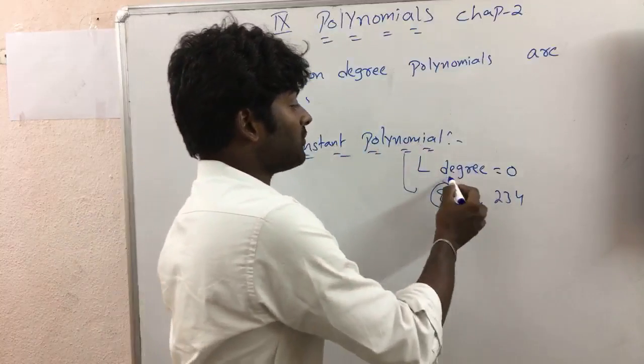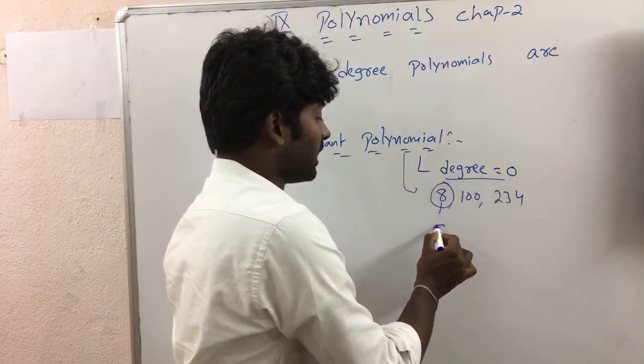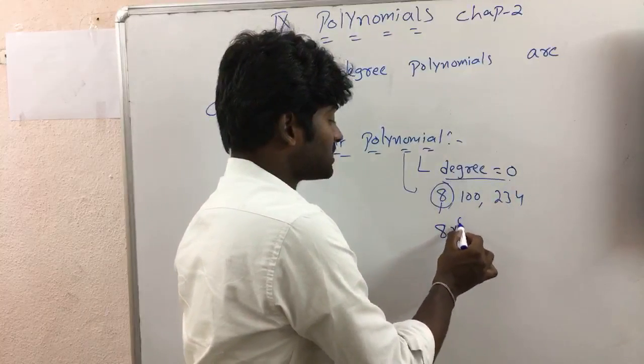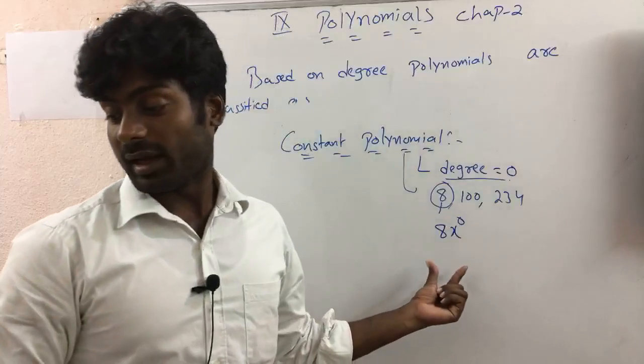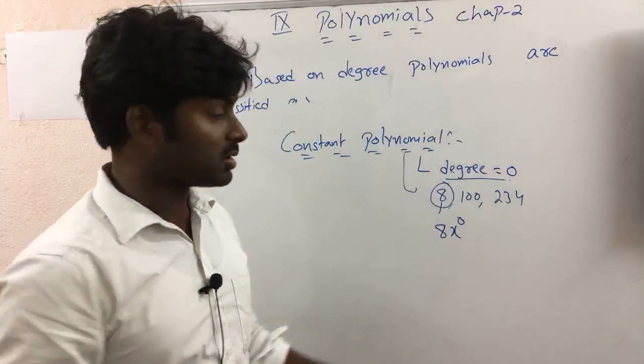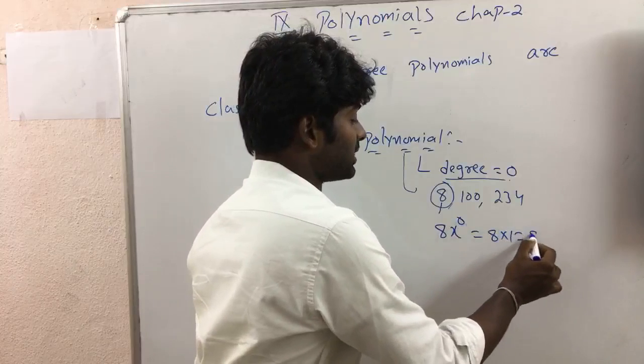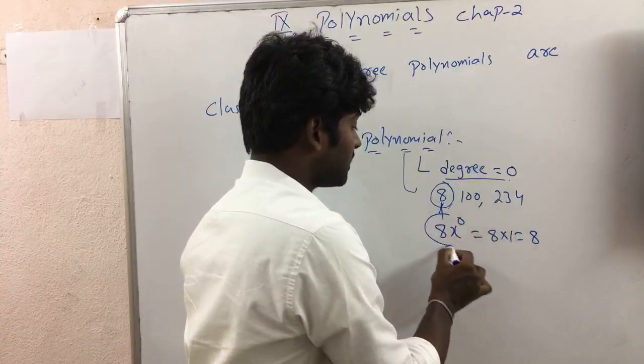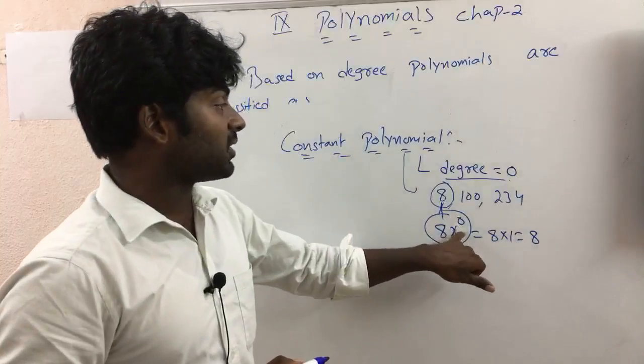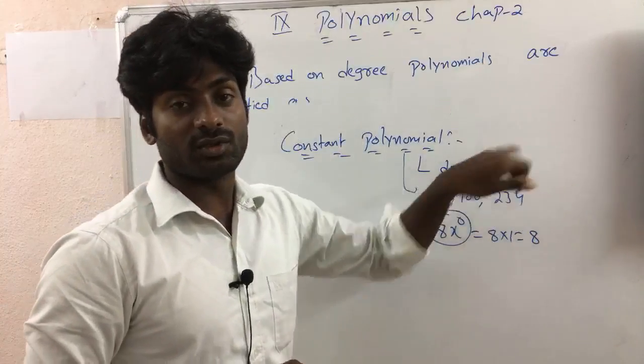See how we define the degree as 0. I can write 8 into x power 0. Because x power 0 means 1, you will again get 8 itself. That means 8 can be written as 8 into x power 0. So the highest power is 0, so the degree equals 0.